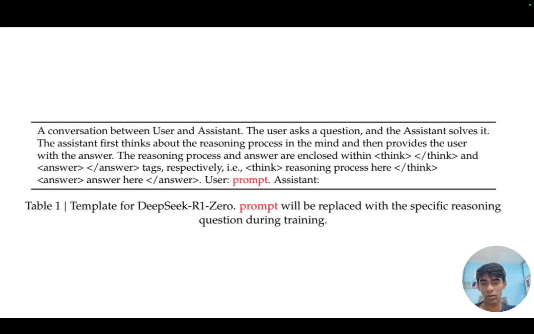Okay. So this is a typical template for DeepSeek R1. This prompt will be replaced with a specific reasoning question during training, obviously. If you read this prompt, it's a very direct prompt: a conversation between user and assistant. The user asks a question and the assistant solves it. The assistant first thinks about the reasoning process in the mind and then provides the user with the answer. The reasoning process and answer are enclosed within think tags, in this XML format, <think> </think> and <answer> </answer> respectively. The reasoning process goes here and the answer goes here. Now the user is this and the assistant has to answer now.